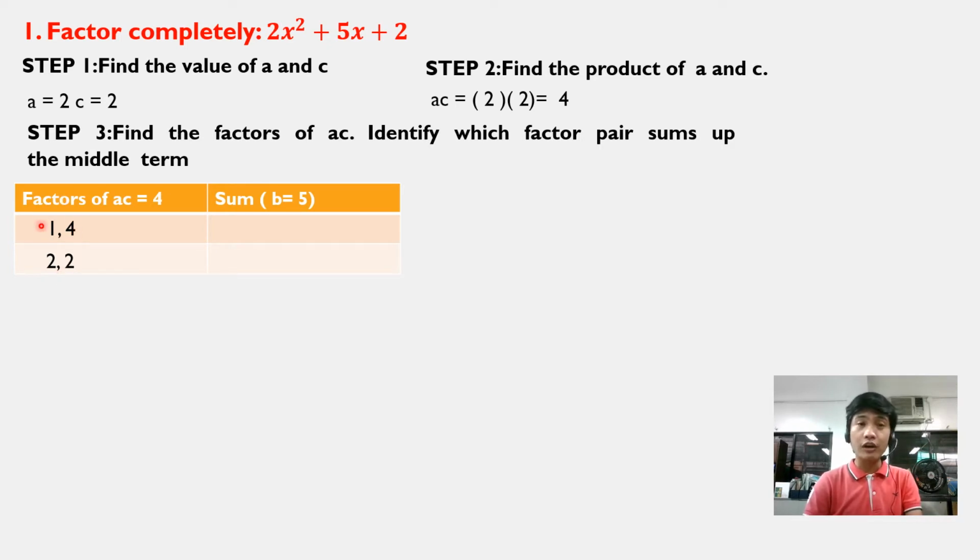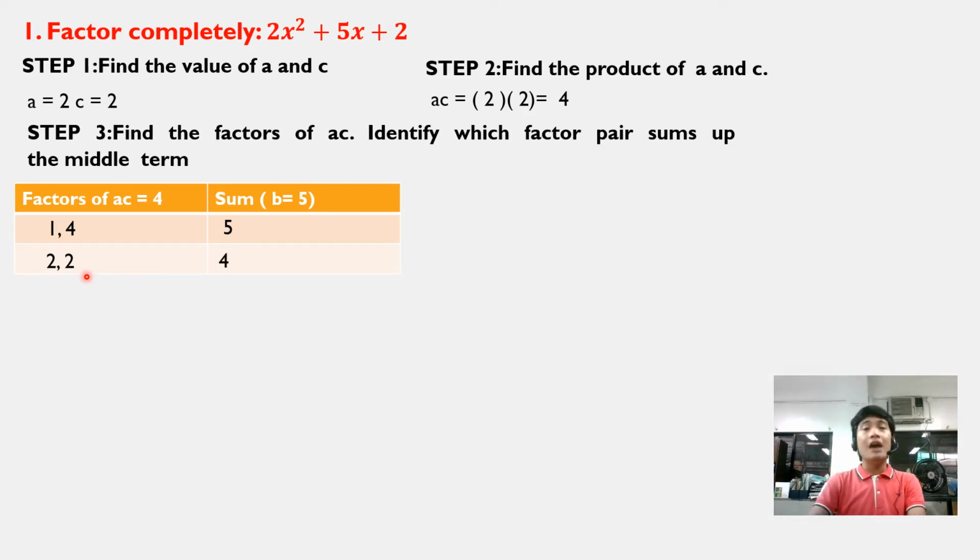So, ito po yung mga correct factors or correct combinations na kapag pinag-multiply natin, makukuha natin ang product na 4. So, yan po yung nilagay natin sa ating left side ng table. On the right side of the table, we need to get their sum. Okay? So, 1 plus 4 will give you 5. 2 plus 2 will give you 4.